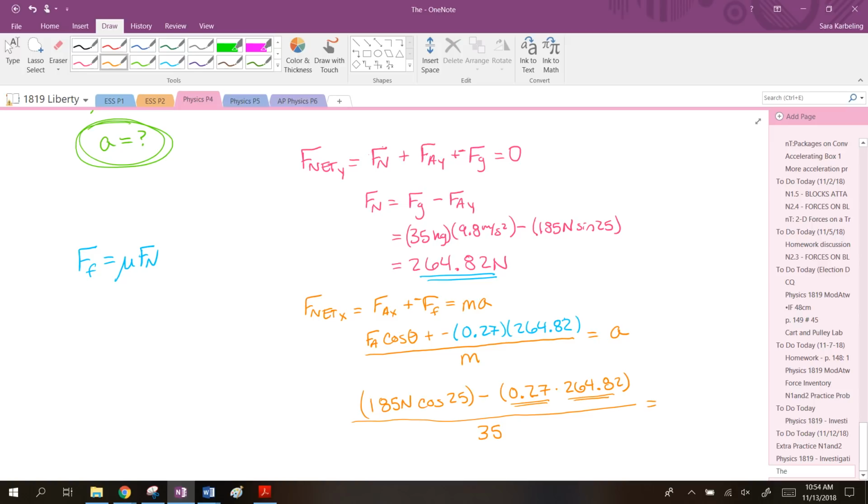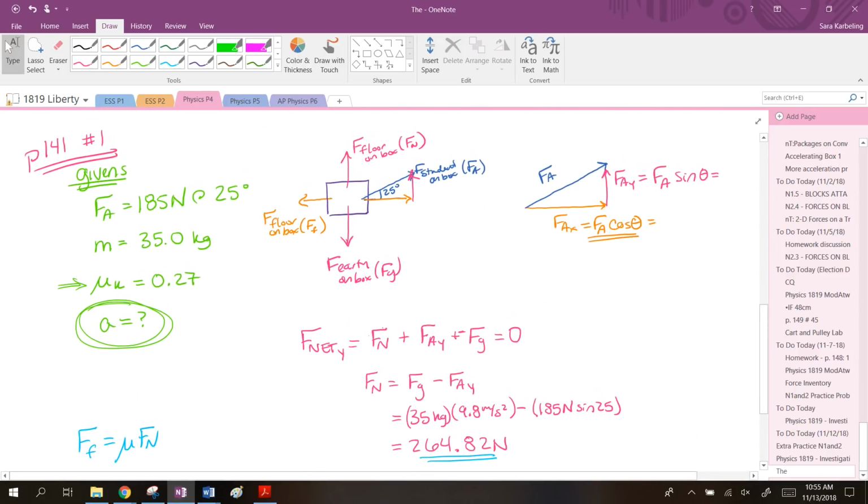All right, divided by 35. So I got 2.7 as my answer, or 2.75 going out to the hundredths place, meters per second squared. So hopefully that made sense to you. If it went too fast, you can always go back. If something really didn't make sense, then let me know. We can talk it through. I'm happy to do that, but hopefully that helps.